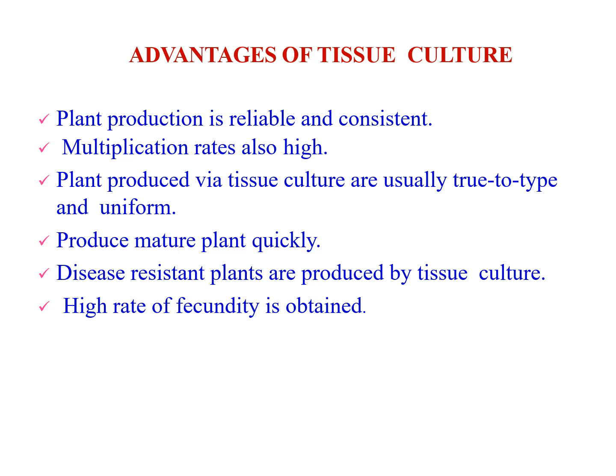The plants produced via tissue culture are usually true to type, as they are cloned from the original mother cells, and they may be uniform. Mature plants can be produced very quickly. And a major and very important thing is that we can produce disease resistant plants by using meristem tissue culture. Also, a high rate of fecundity is obtained from plant tissue culture.